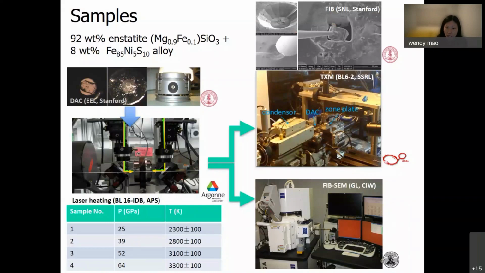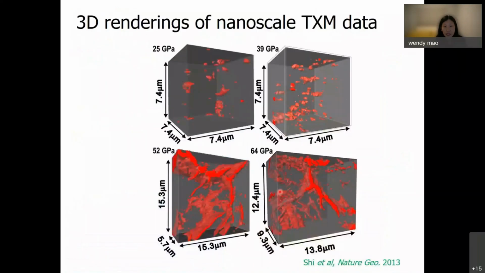And then as a further benchmark, we took a portion of that sample and did some serial sectioning via focused ion beam SEM. Okay, so I'm going to show you results for 4 different pressures. Here are the results for the 3D distribution of the iron alloy melt in a silicate matrix synthesized at 25, 39, 52, and 64 GPa.